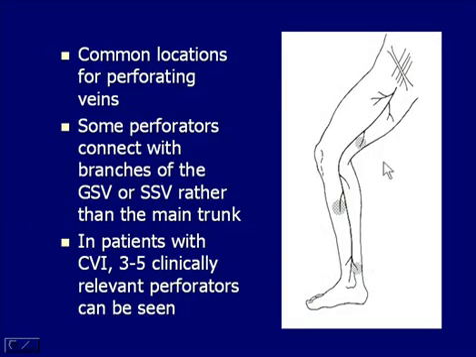This slide shows some common locations for perforating veins, usually in the middle thigh, upper calf, lower calf. Some are branches straight off the main trunk of the great or small saphenous, and sometimes the perforators come off of branches, so there's a lot of variability. Clinically, in patients with ulcers, we usually see 3 to 5 that are relevant in those patients.